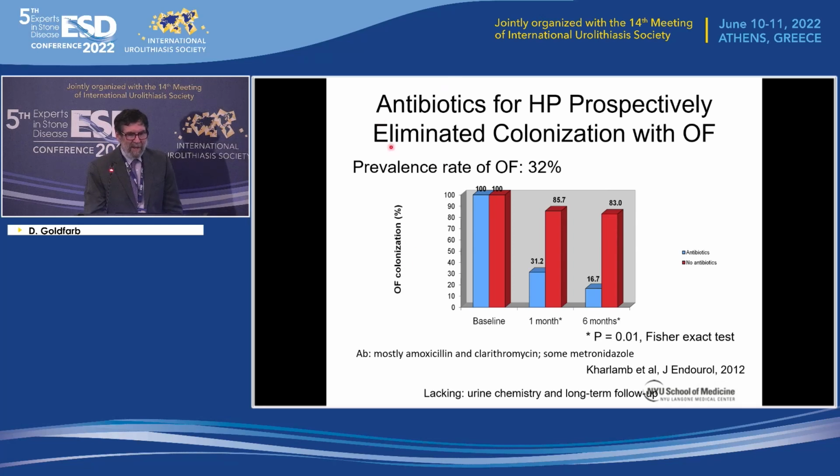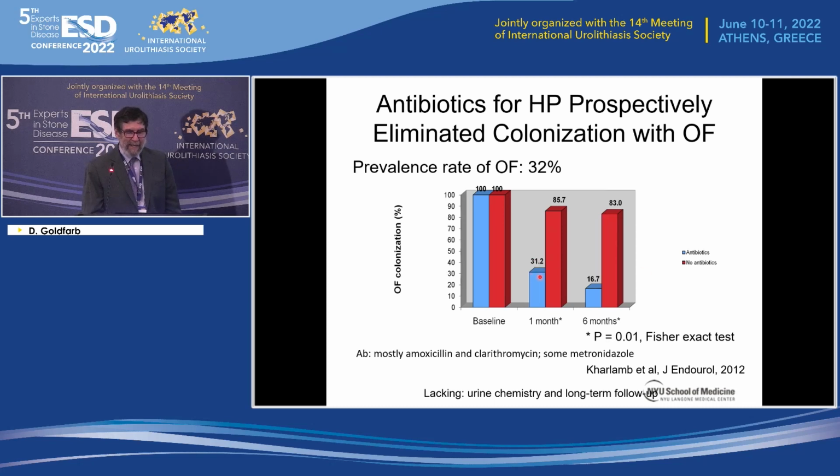And in New York City, the prevalence rate of Oxalobacter in this population was 32%. That kind of low rate is seen in developed countries. So 100% of patients had Oxalobacter, everyone else was excluded, and the patients were then treated based on their gastroenterology prescription with a course of antibiotics. Most of them received amoxicillin and clarithromycin. Some patients received metronidazole. And at 1 month, we looked for Oxalobacter presence in the stool.